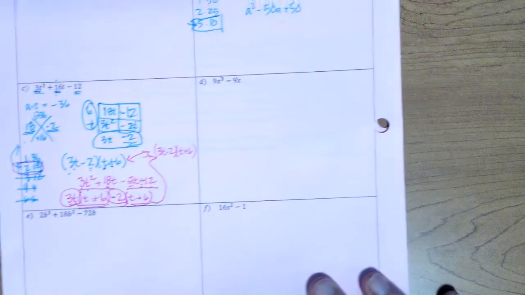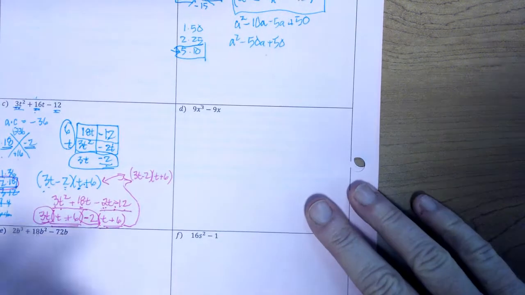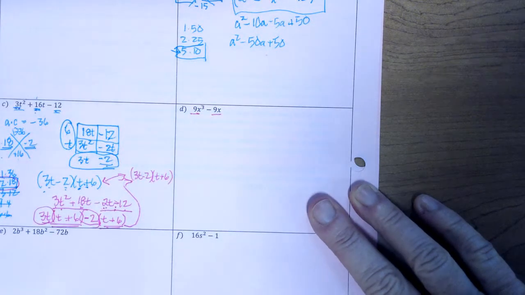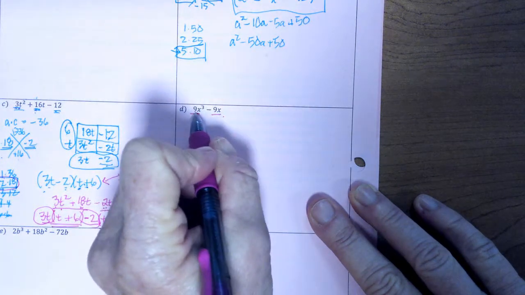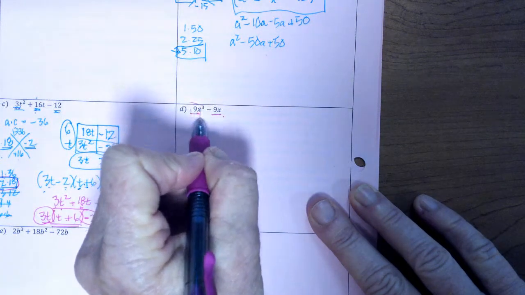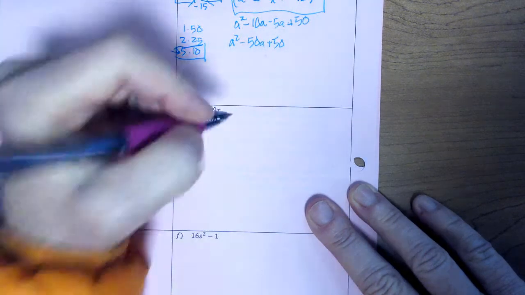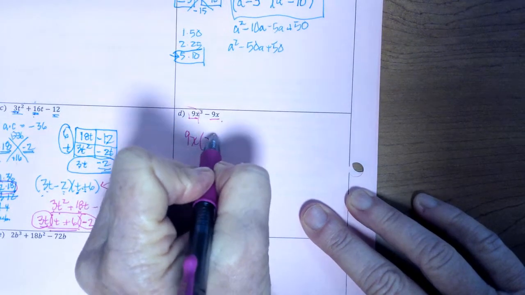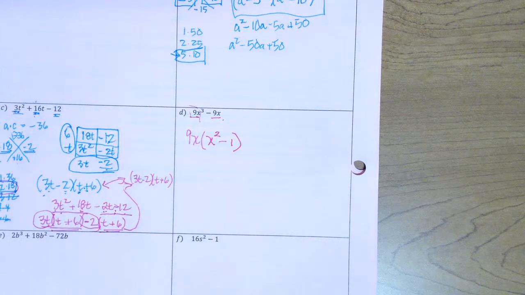All right, moving on to D. Got 9x cubed minus 9x. Well, the very first thing I'm going to notice is I've got a common GCF of 9x for sure, but I'm going to notice something more. Can I pull anything else out? No, just 9x. So I'm going to pull out a 9x. That's my GCF. And when I do that, what am I left with inside? I'm left with x squared minus 1. So the next thing that I do is I look and I see it.